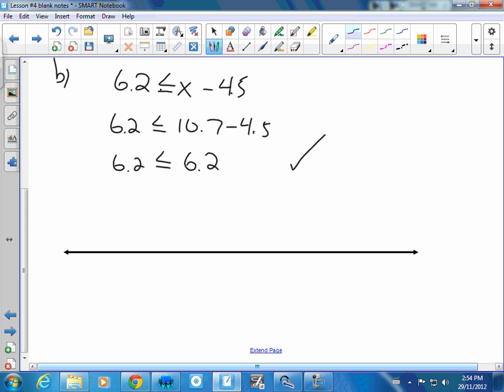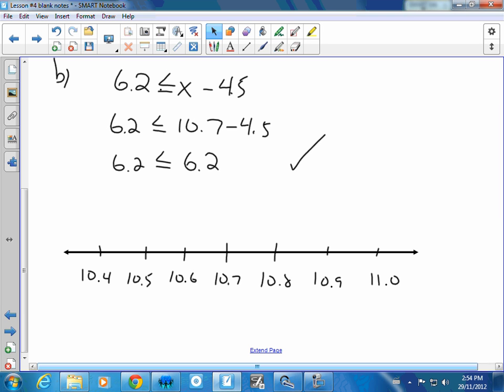What number are we going to start at? 10.4. You want to start at 10.4? Sure, why not? 10.4. What would the next one be? Try 10.5. Next one would be 10.6. Next one would be 10.7. Next one would be 10.8. Next one 10.9 and, no, not 10, 11. There. So 11.0. If we're going to one decimal place, you should put the point 0.